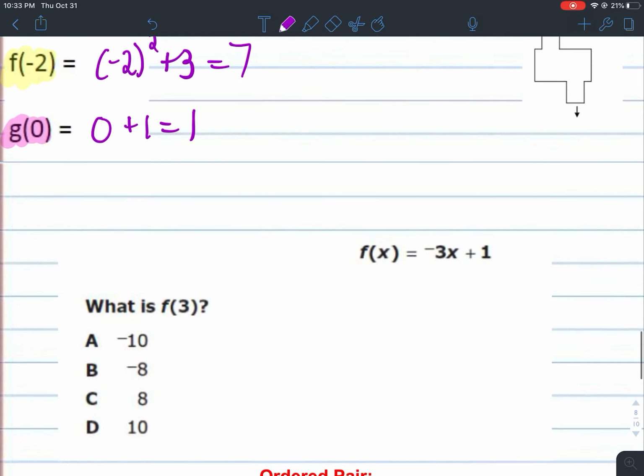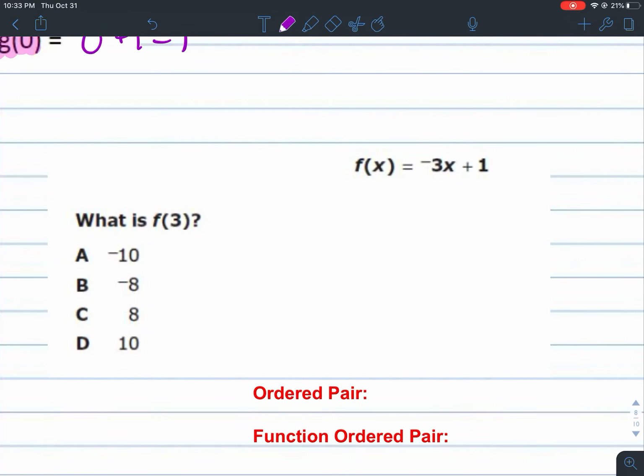Okay, so looking at this, this is the same kind of thing. So this would be kind of a state question. If we have f of x is equal to negative 3x plus 1, and they're saying what's f of 3? So we're going to plug in 3 for the x value there. So we're going to say f of 3, oops, I put negative 3, f of 3 equals negative 3 times 3 plus 1, which is negative 9 plus 1, which is negative 8.